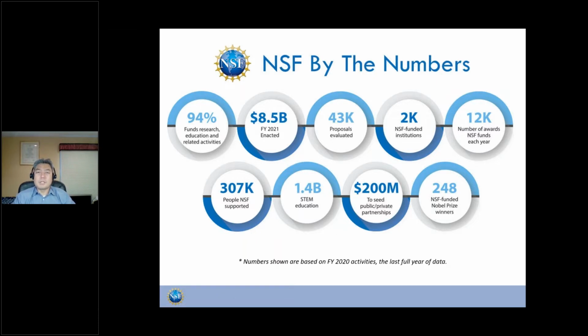This is mostly academic institutions, but that number does include approximately 400 for-profit companies that we fund under the SBIR STTR program. So we do fund a lot of different people with our grants, roughly 307,000 on an annual basis. And it includes $1.4 billion in STEM education. And I guess this is a number that NSF is very proud of. We've supported approximately 248 Nobel Prize winners over the years.